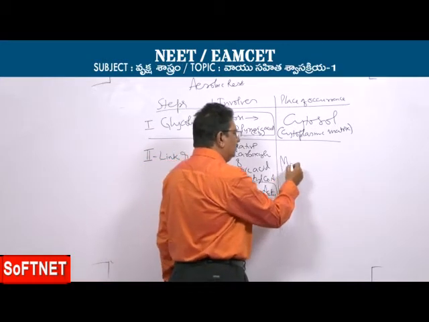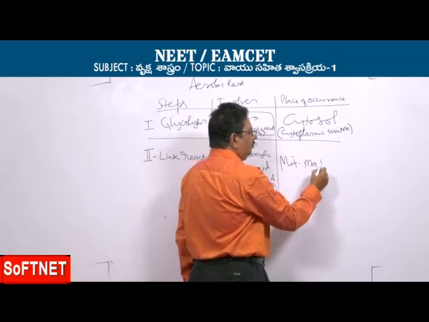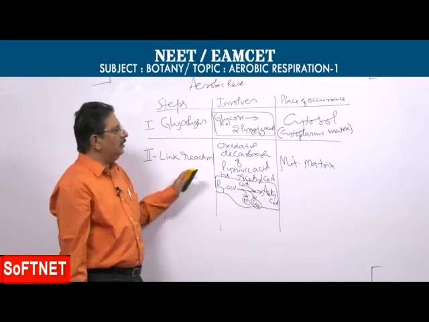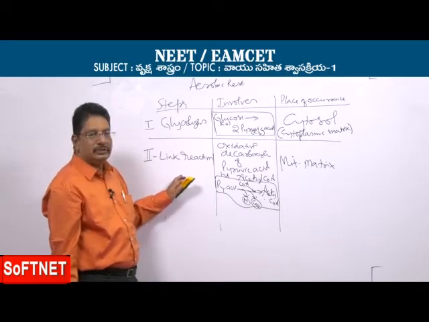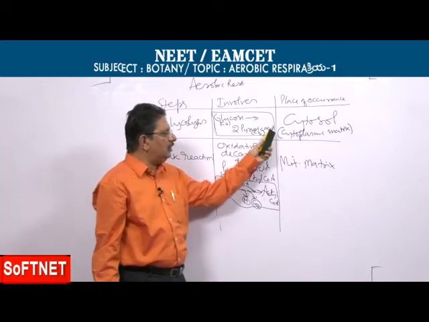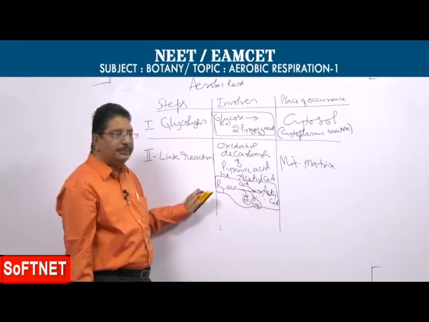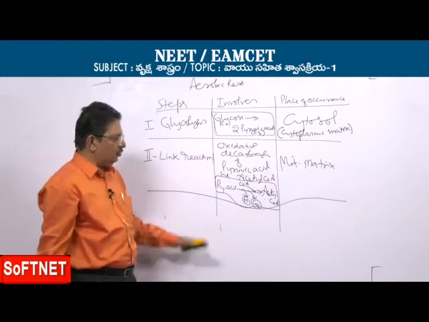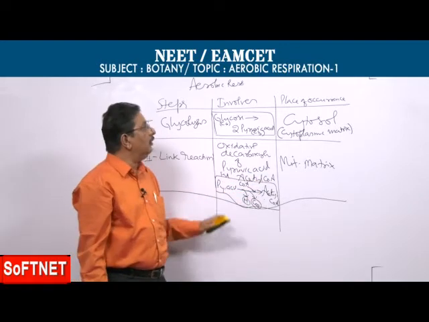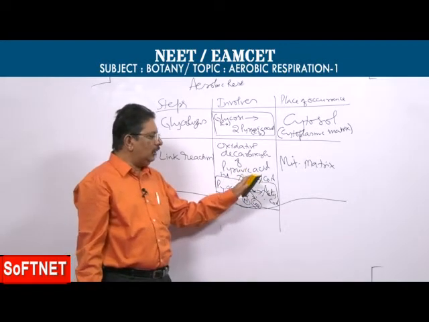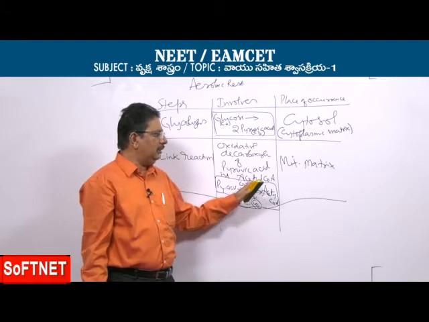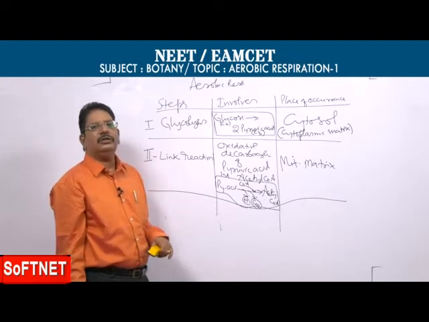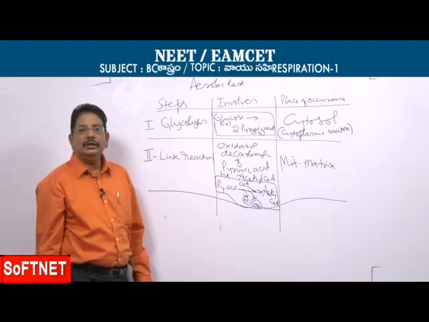So, it occurs in the mitochondrial matrix. After the first event, the next process of aerobic respiration shifts from the cytosol to the mitochondrial matrix. Mitochondria is a cell organelle, an important organelle for respiration. This is a well known organelle. You might have studied the details of mitochondria in cell biology. So, the matrix of mitochondria is the site for the link reaction.